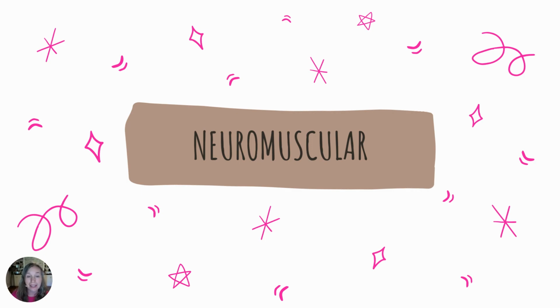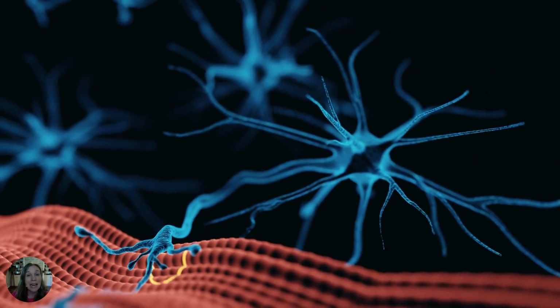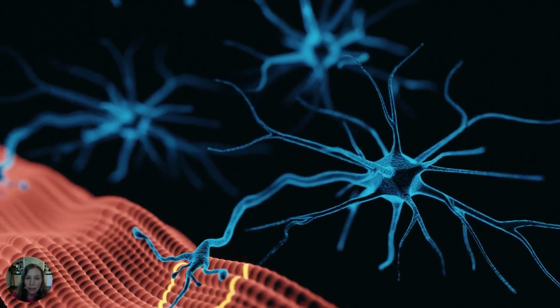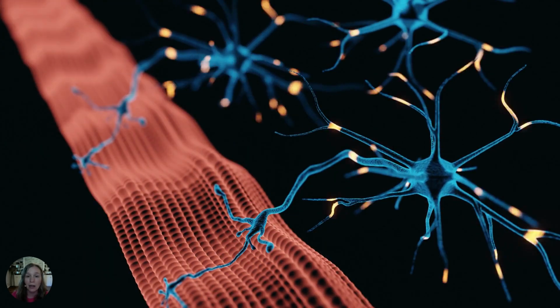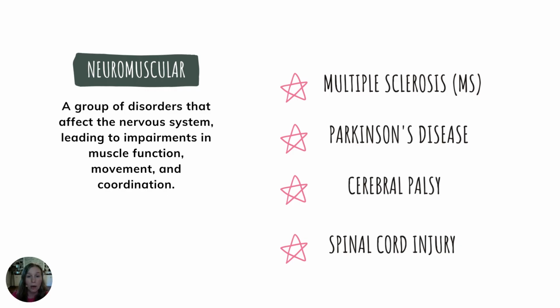And then last but not least is our neuromuscular diseases. So this is the connection between our nervous system and our muscular system. When there is a breakdown, when that system no longer functions well, we can have disorders that are affecting muscle function, movement, coordination. So some examples of these conditions would be multiple sclerosis, Parkinson's disease, cerebral palsy, and spinal cord injuries. And again, this is not an exhaustive list.